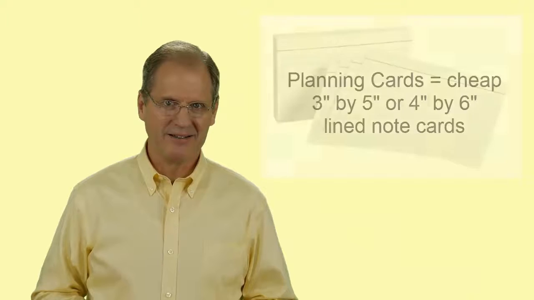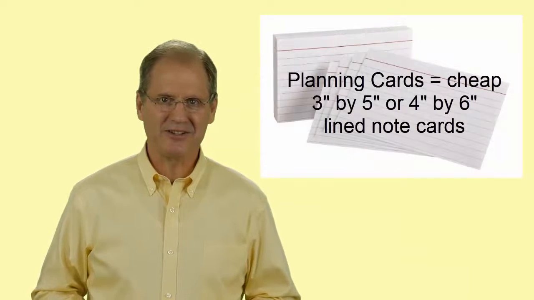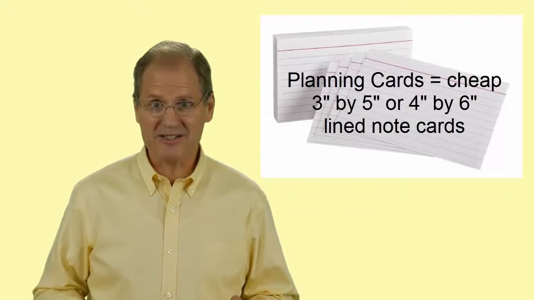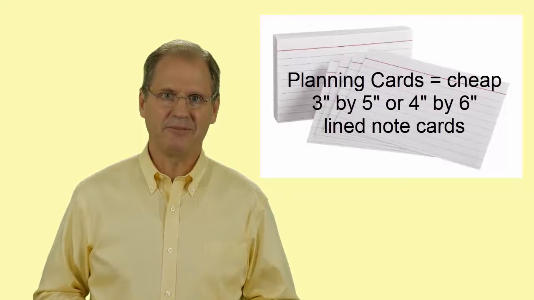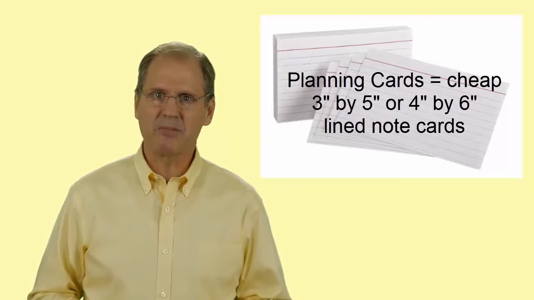So here's the part where we're really going to flesh out the details. This is all done in a very simple, inexpensive format. We use what is known as planning cards. These are simple 3x5 cards or 4x6 cards, and you're going to need a pack of them. So begin this planning process by looking over your outline from the previous challenge.